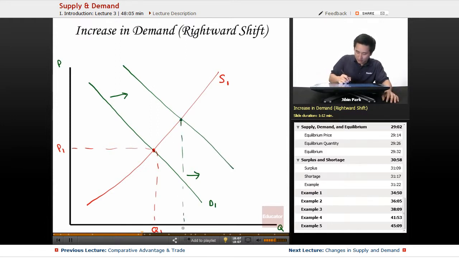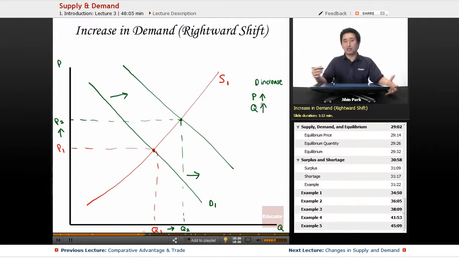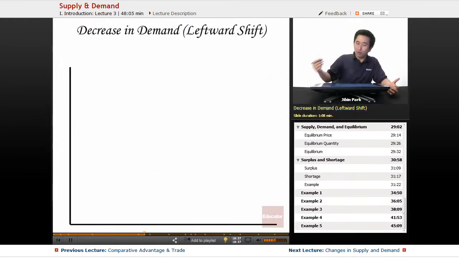What ends up happening is that you have an increase in quantity and you have an increase in price. So if there's a demand increase, then the equilibrium price goes up and the equilibrium quantity also goes up. I think this is very straightforward. If something becomes more popular for whatever reason, or if there's an increase in income, then both the equilibrium price and quantity will increase. Now, what would it be if there's a decrease in demand?